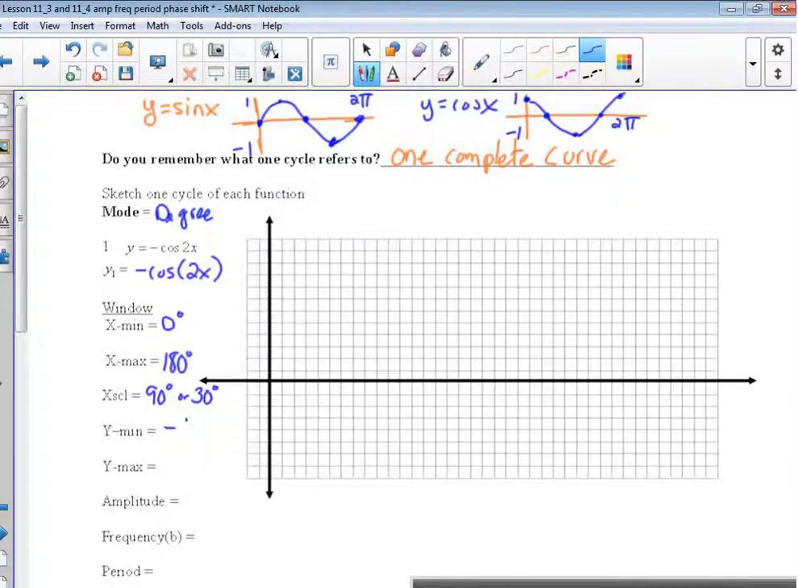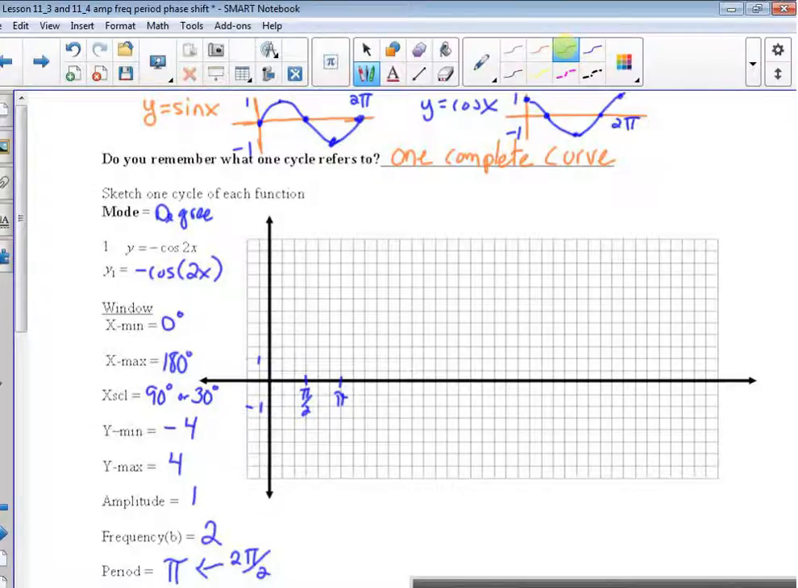The y-min should be at -4 and the y-max at 4. The amplitude was 1, not -1. The frequency is 2, and the period is pi, because it's 2 pi divided by 2. So we're going to graph one complete cycle from 0 to pi. So I'm going to go here to pi over 2, and then to pi. And I'll go up 1 and down -1.